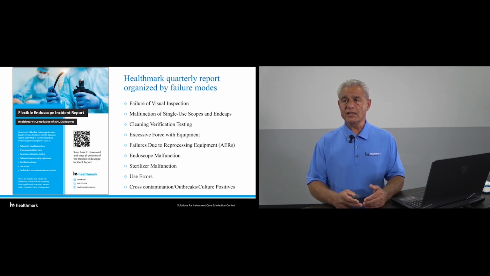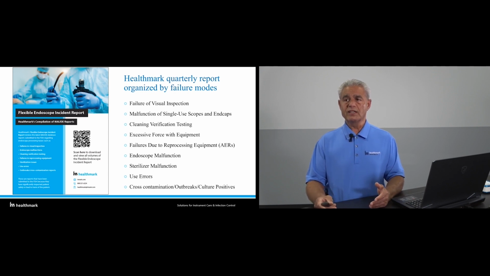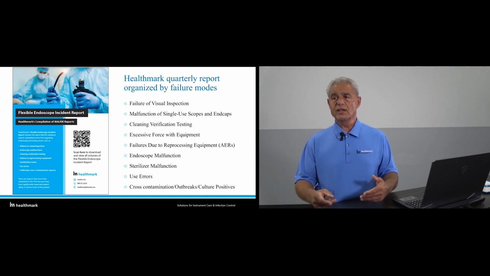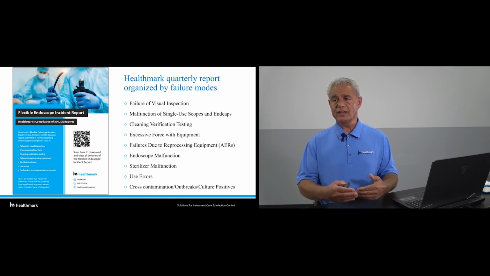What we have, Healthmark has received the quarterly reports, which we organize by failure mode, for example, visual inspection, single-use endoscope. We have cleaning verification issues that come up, excessive force of devices, failure due to reprocessed equipment, AER, for example, failed, endoscope malfunction, sterilization malfunction, use error. So if you scan that barcode, you can actually see the quarterly report. The hope is that as we move forward, we can eliminate some of those.